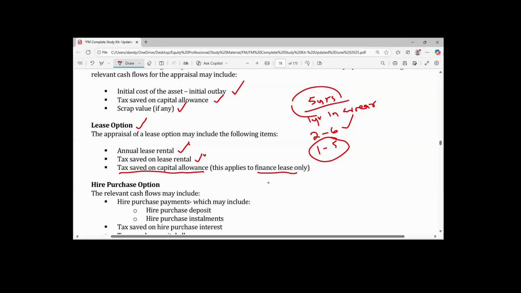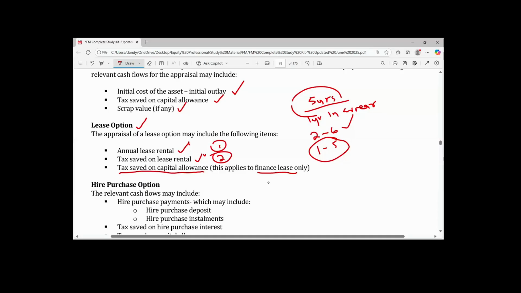But if the question is silent, you are not told whether it's a finance lease or operating lease, then you are going to assume it is an operating lease. All right. If examiner wants you to calculate for finance lease, it will be specifically mentioned, but where the examiner is silent, you are going to assume it's an operating lease. So if it's an operating lease, you only consider the annual lease rental as well as the tax saved on the lease rental. You don't have anything to do on the tax saved on capital allowance.